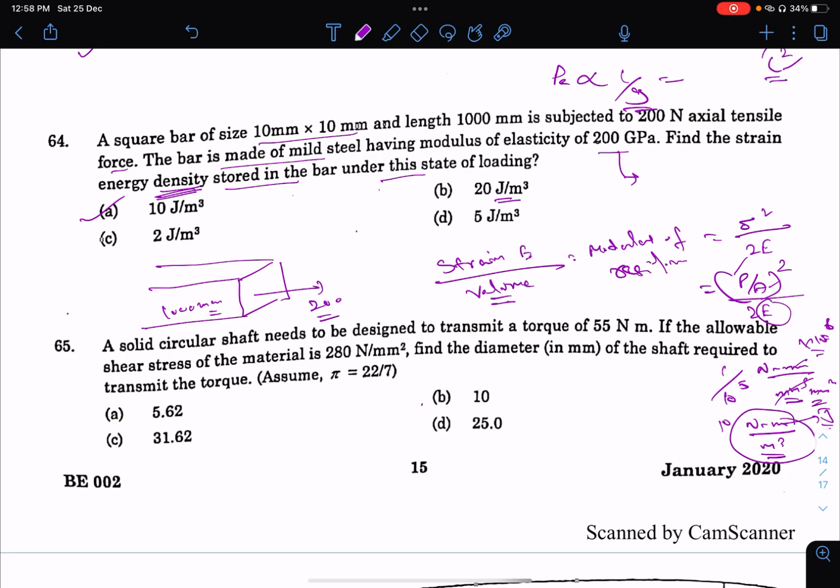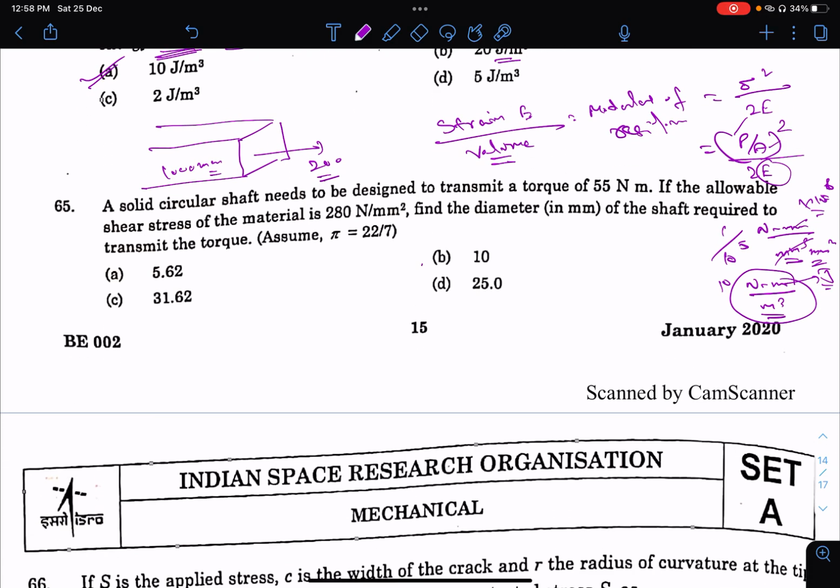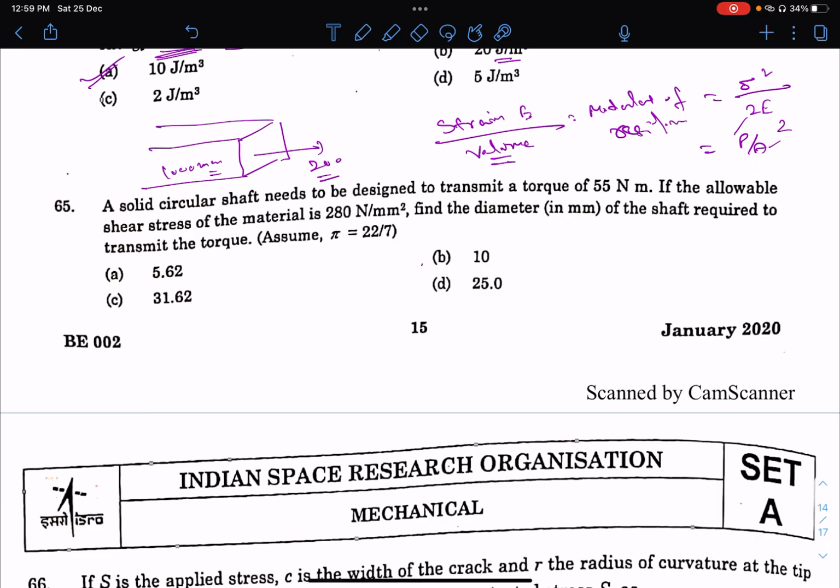So the correct answer is 10 joule. Question number 65: a solid circular section is designed to transmit a torque of 55 Newton meter. If the allowable shear stress of the material is 280, find the diameter of the shaft required to transmit the torque. So this is a twisting moment, the place where I am applying torque.